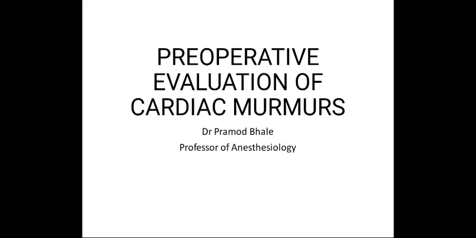Functional murmurs occur as a result of turbulent flow across the aortic and pulmonary outflow tracts. These benign murmurs occur with high outflow states such as hyperthyroidism, pregnancy, and anemia. Diastolic murmurs are always pathologic and require further evaluation. Regurgitant disease is tolerated perioperatively much better than stenotic disease.